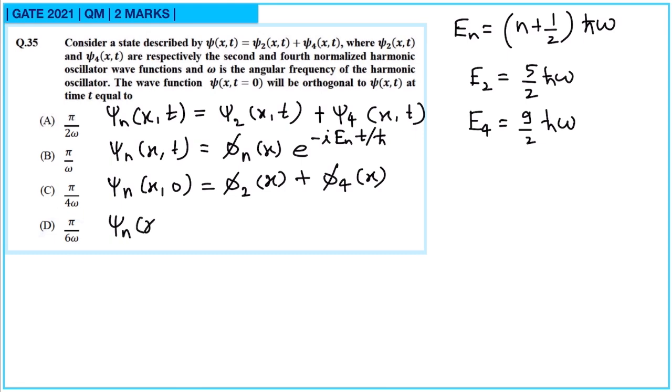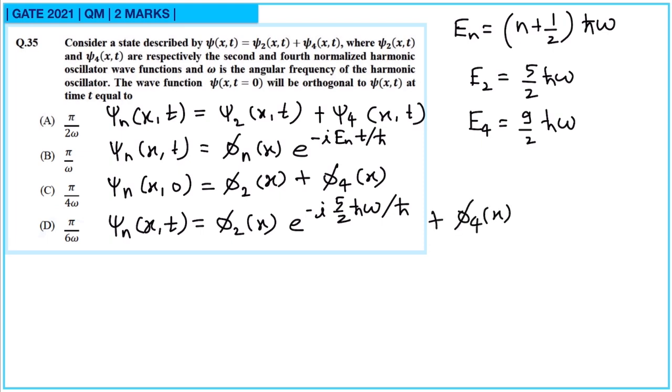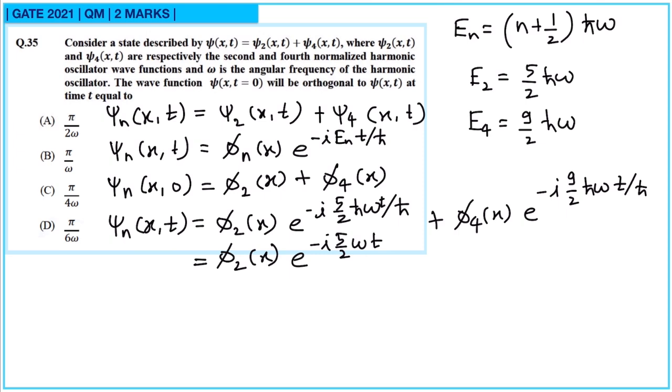So on similar lines, psi of x,t will be equal to, you have to write psi 2 of x first, then here E n will be replaced by E2, so e raised to minus i, and E2 is 5 by 2 h cut omega upon h cut, plus psi 4 of x e raised to minus i 9 by 2 h cut omega t by h cut. Here t is also there. So this will be equal to psi 2 of x e raised to minus i 5 by 2 omega t plus psi 4 of x e raised to minus i 9 by 2 omega t.